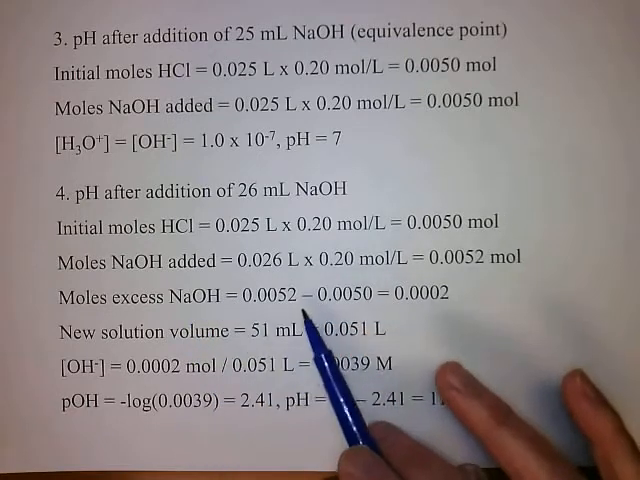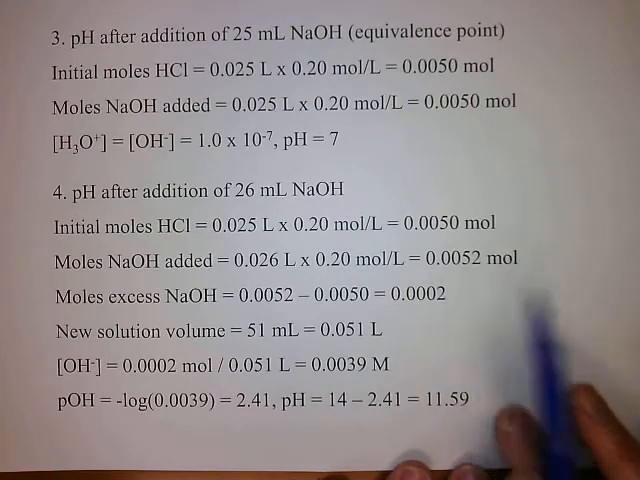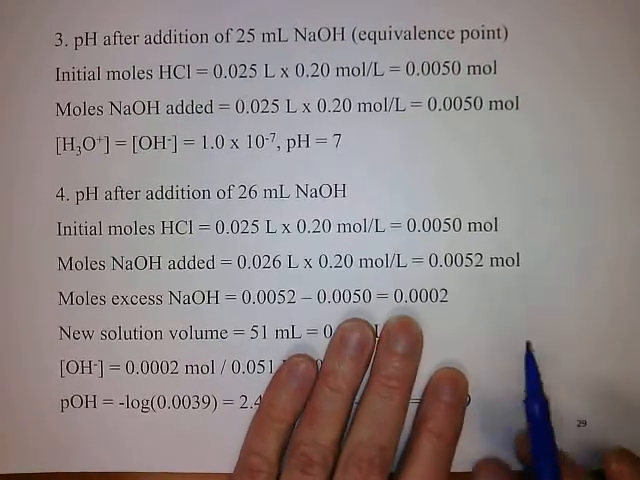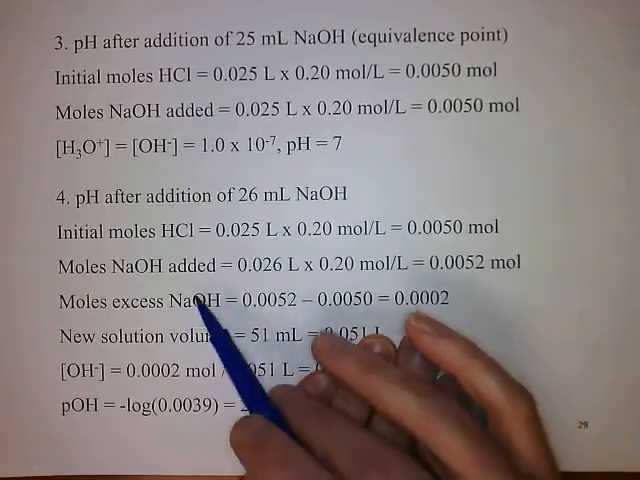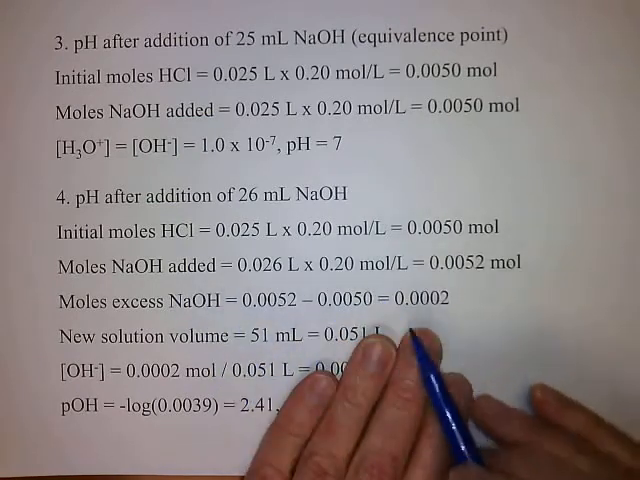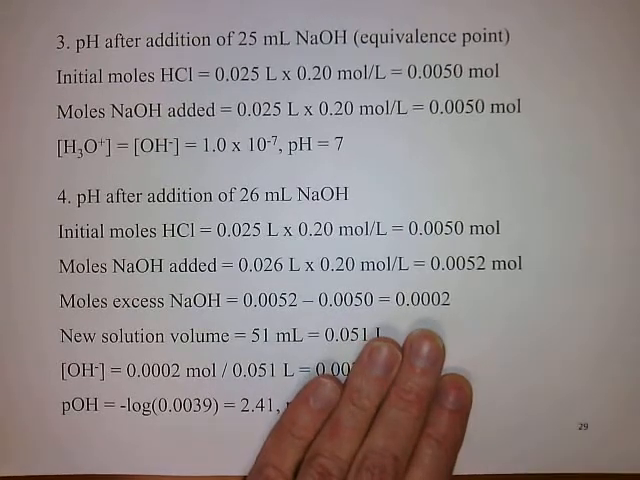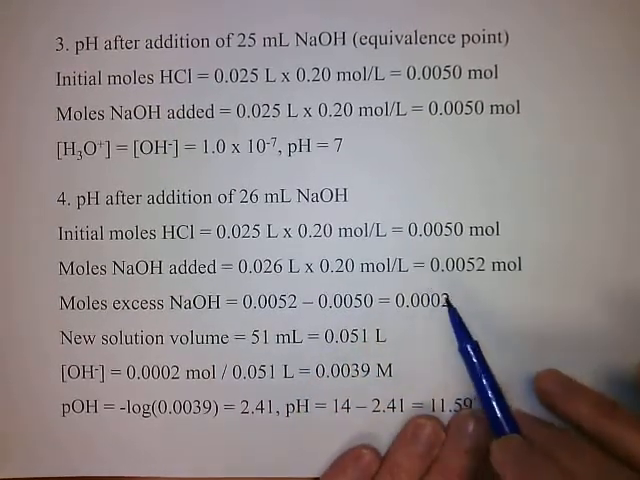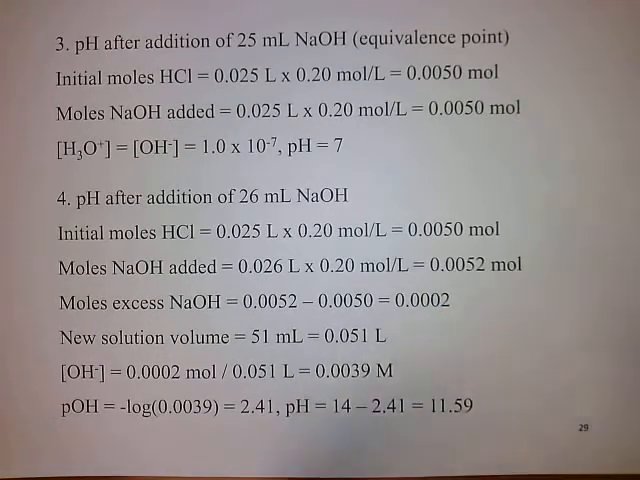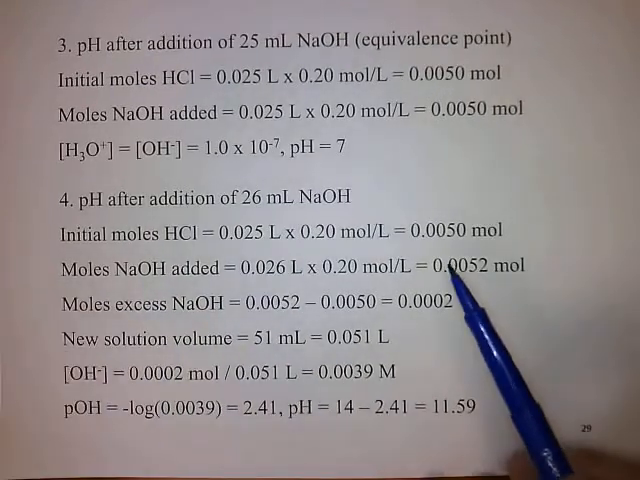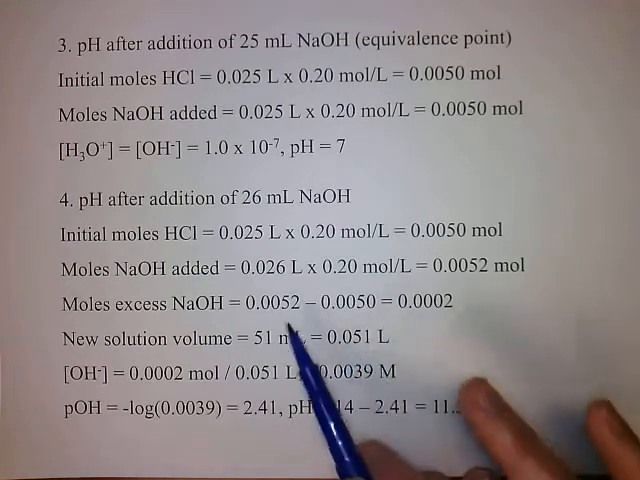So how much excess base? Basically 0.0002 moles. Now, just like in the previous part, we can't just take the negative log of that to get the pOH. That represents hydroxide, so when we take the negative log of that, that's going to be the pOH, but we can't just take the negative log of moles, because the pOH is the negative log of concentration, so we have to divide that by the volume.